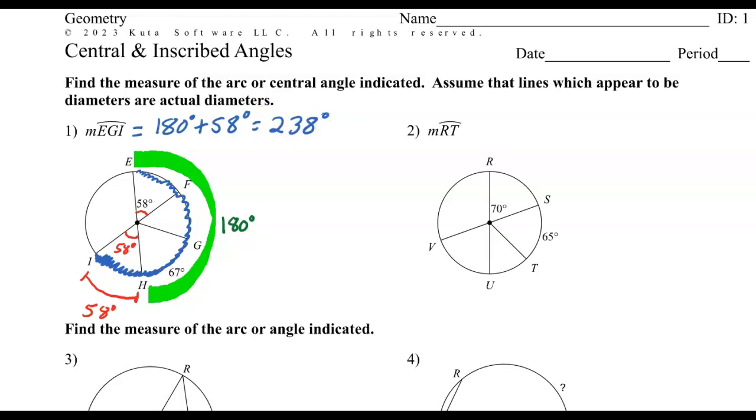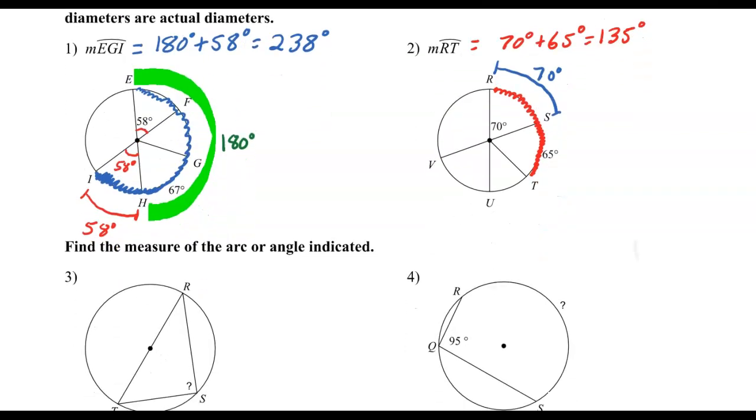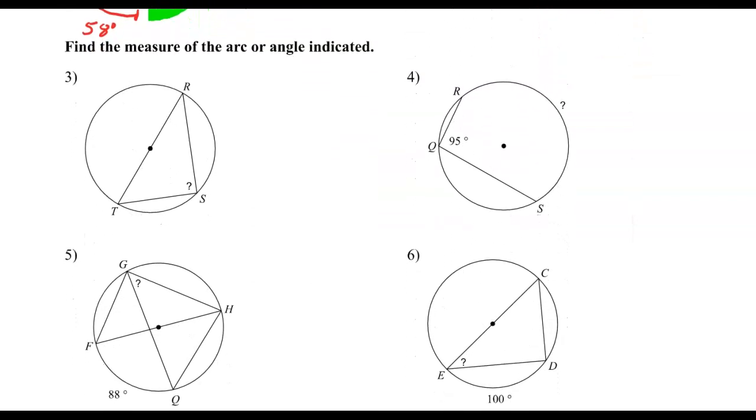In problem number 2, I want to find arc RT, which is this red arc. I know the blue arc here is 70 degrees. So the red arc, RT, would be equal to 70 degrees plus 65 degrees, or 135 degrees. The next several questions are inscribed angles.